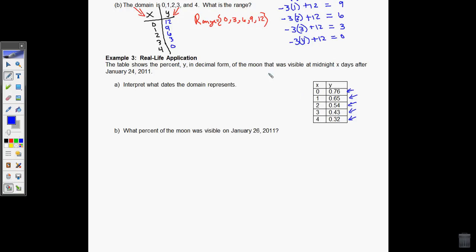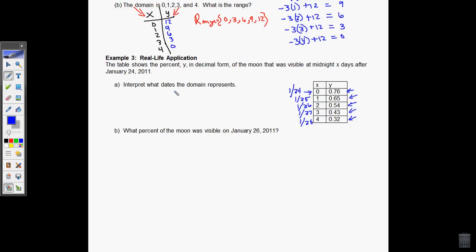Okay, so when was this visible? At midnight, x days after January 24th. So if this is 0 days after January 24th, this must actually be January 24th, right? If this was one day after, then this must be January 25th. This must be the 26th. 3 days after must be the 27th. And 4 days after must be the 28th.